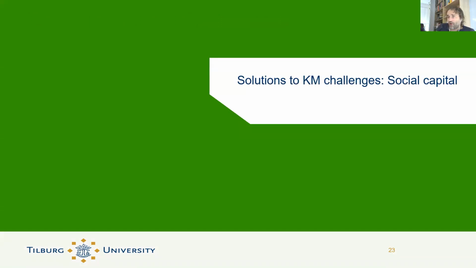But the whole technology thing is only one part of getting people so far as to share knowledge, because you can have all the technology in the world, but if people don't trust each other and if people don't know each other, they won't participate. So a second solution for all the knowledge management challenges is social capital.